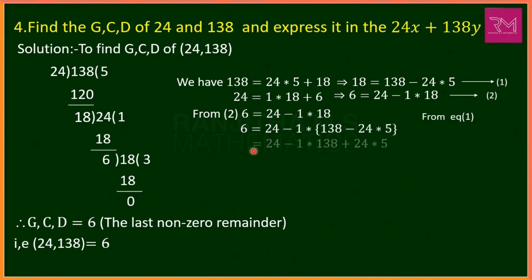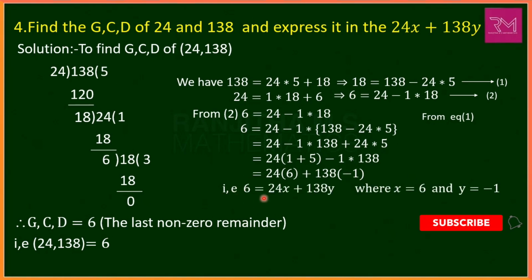Next step, multiply 1 inside the bracket, we get 24 minus 1 into 138 plus 24 into 5. Here we have 24 into 1 and 24 into 5. Take 24 as common, the remaining is 1 plus 5, which is 6, minus 1 into 138. Therefore, we get 24 into 6 plus 138 into minus 1. This is of the form 6 is equal to 24x plus 138y, so by the Euclidean algorithm, G is equal to ax plus by, where the x value is 6 and the y value is minus 1. So we are expressing the GCD of 24 and 138 in the form of 24x plus 138y.